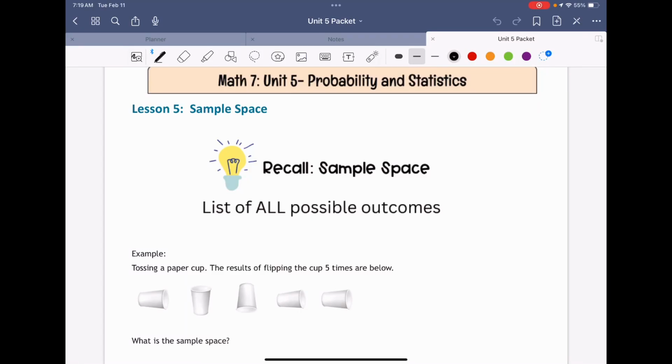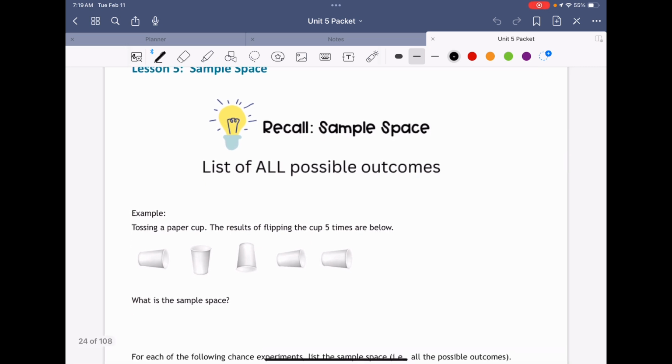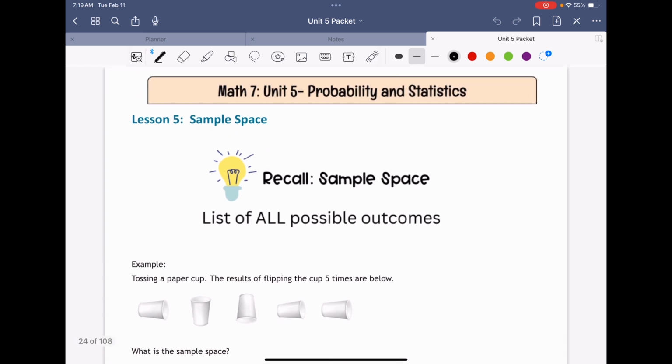Right, we're on lesson 5, which is on sample space. So we've talked about sample space before in the second lesson, but just a little reminder that sample space is the list of all of our possible outcomes. So we're just going to be practicing that and look at it in a couple different scenarios today.